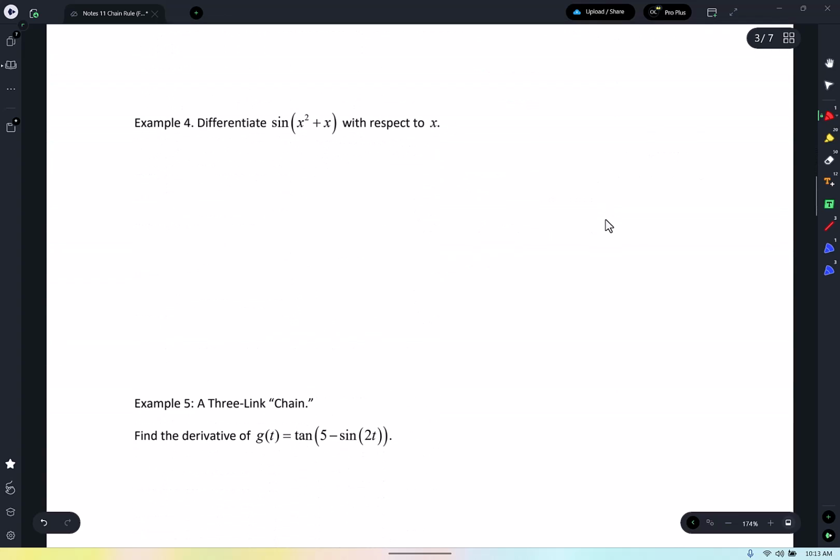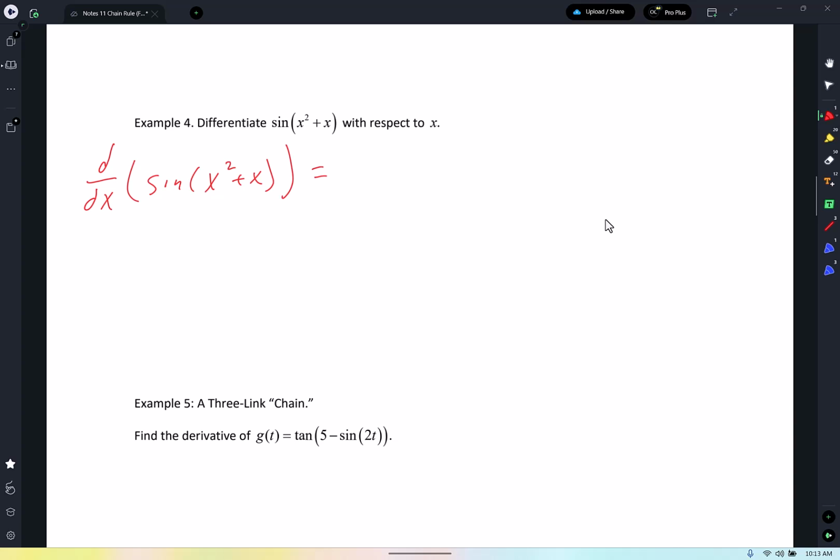Okay, here we go. Example 4. We're going to go slow. I'm going to write d dx of sine of x squared plus x. So if it was just the derivative of sine x, you would just say cosine x. But it's not the derivative of sine x, it's the derivative of sine of x squared plus x. So what's the derivative of sine? Cosine. Leave the argument alone. You have to for these anyways. And then I say the derivative of the inside. What's the derivative of x squared? 2x. What's the derivative of x? There it is.